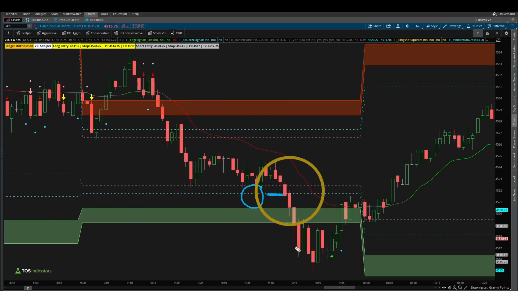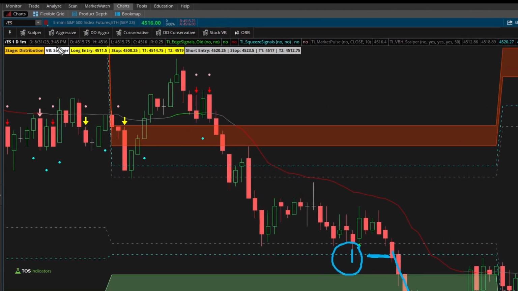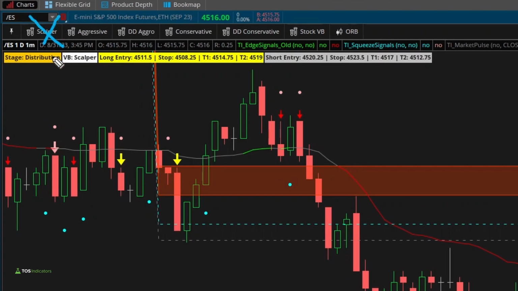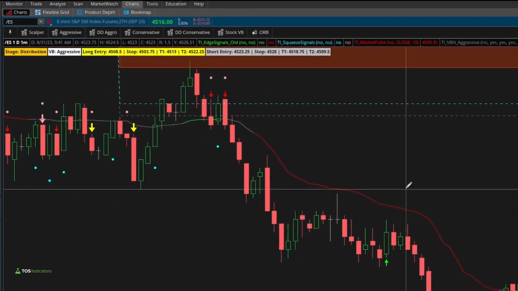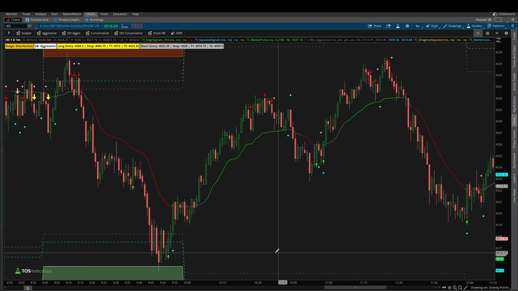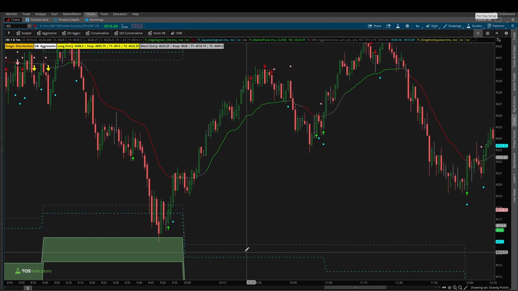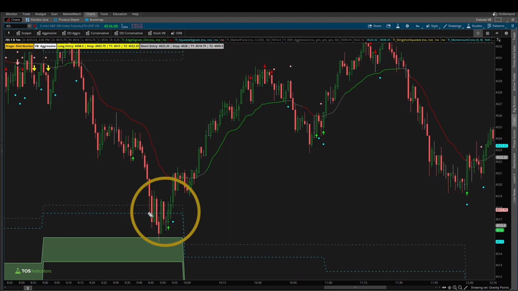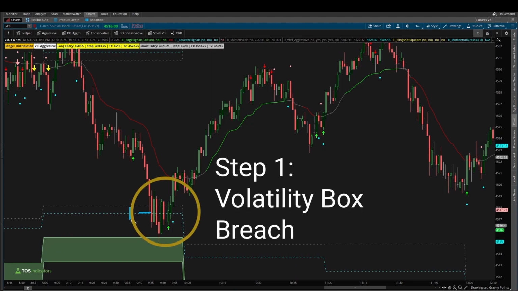So that's step 1. Step 2 is we're looking for the edge signal. Now, in the case of the S&P, the edge signal did not come until price had already broken outside of our clouds. So that's our very clear, easy cut sign that, hey, the scalper models are not being respected. We need to switch to the aggressive models.